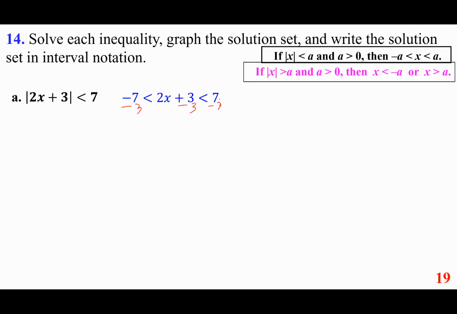So the middle term becomes 2x, left side becomes negative 10, right side becomes 4. The next step is to divide everything by 2. We get minus 5 less than x less than 2. Now what you have is the inequality solution.